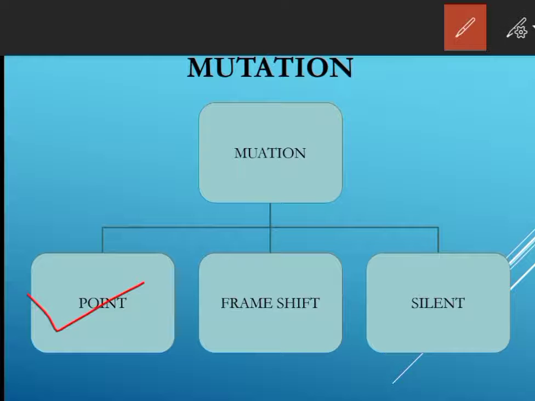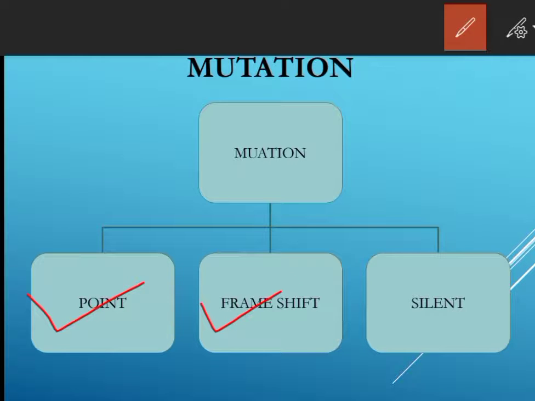mutation in a single base pair which is replaced by another base pair. Example, in sickle cell anemia, a point mutation in the beta globin chain results in the change of amino acid residue glutamate to valine. Okay, because of change in only a single base pair, a new amino acid is produced. That is called point mutation.